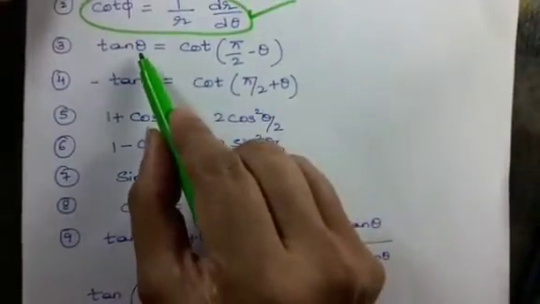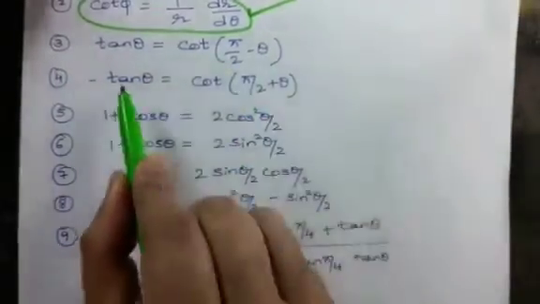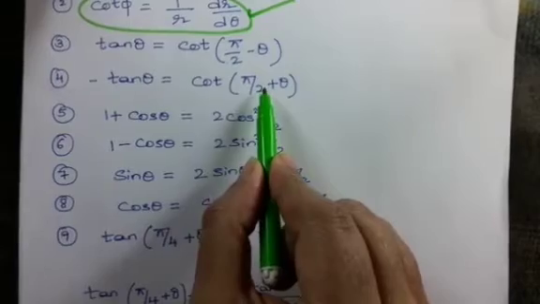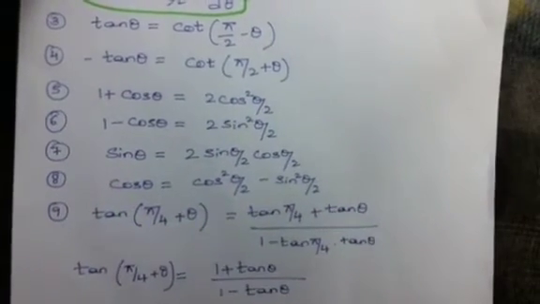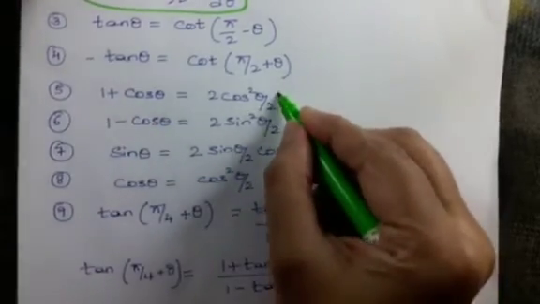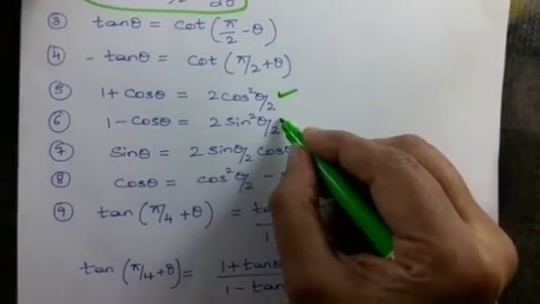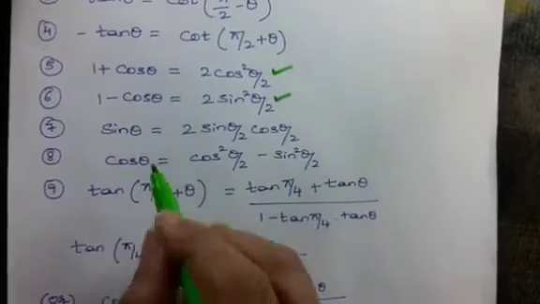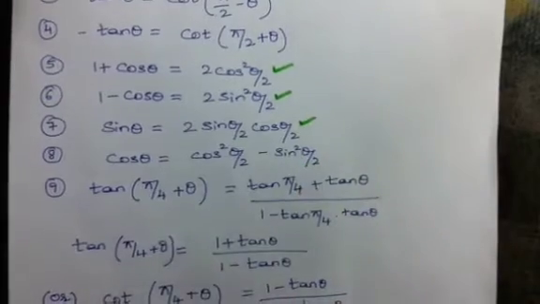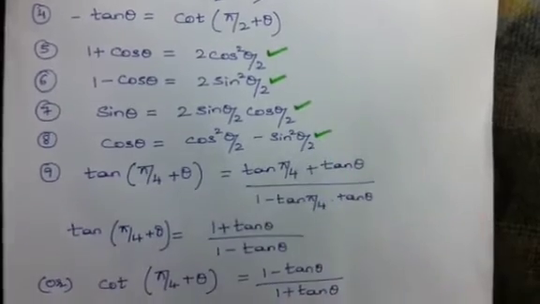So always tan theta, you know already from trigonometry, is cot of pi by 2 minus theta, and minus tan theta can be expressed in terms of cot as cot of pi by 2 plus theta. So in allied angles, you have studied 1 plus cos theta is 2 cos square theta by 2 and 1 minus cos theta can be written as 2 sin square theta by 2, correct? Sin theta in terms of allied angles is 2 sin theta by 2 cos theta by 2 and cos theta is cos square theta by 2 minus sin square theta by 2.